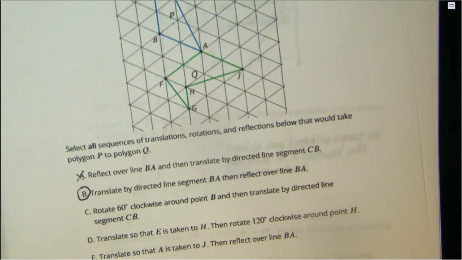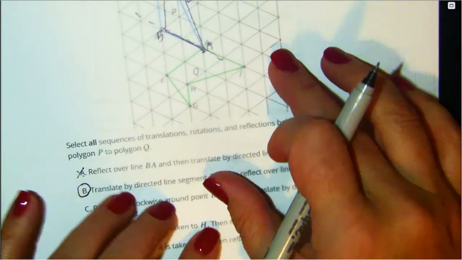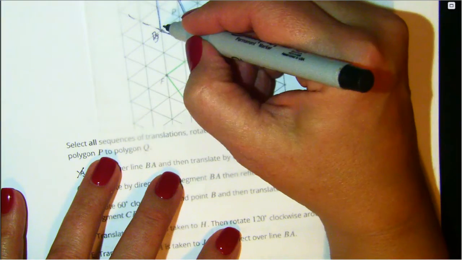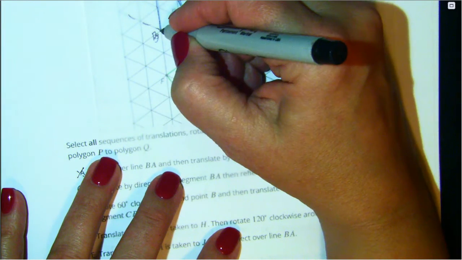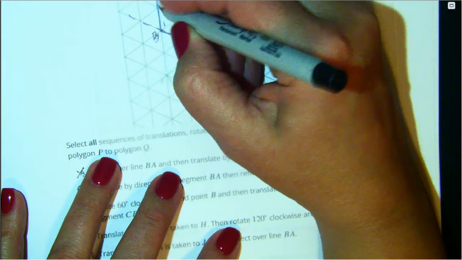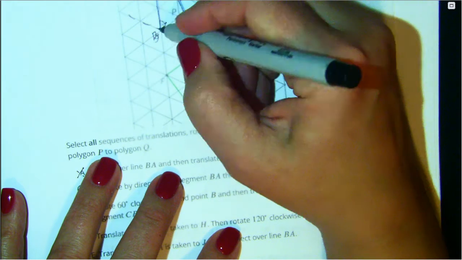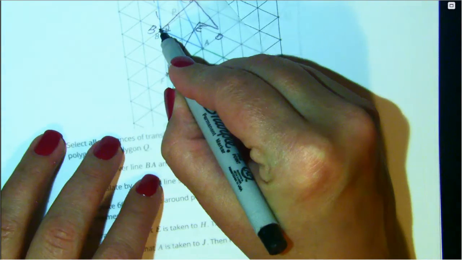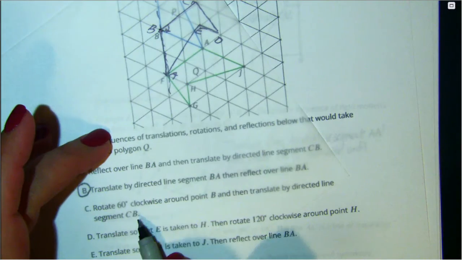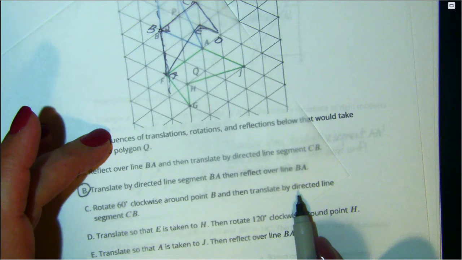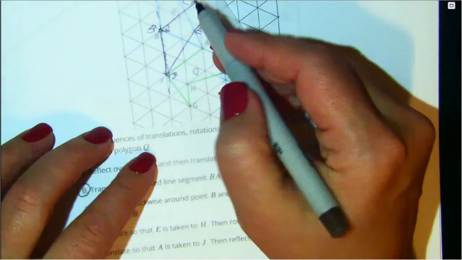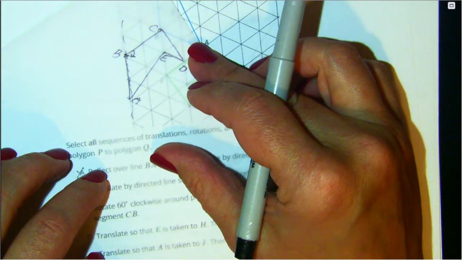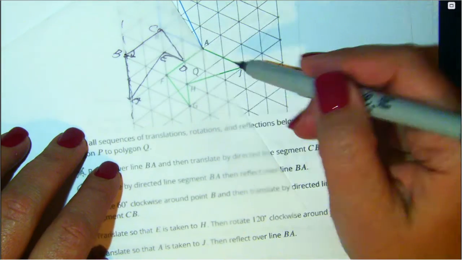Rotate 60 degrees clockwise around B. This is that paper. These are equilateral triangles. So each one of these is 60. So I'm going to rotate until that hits that. Okay. And then translate by directed line segment CB. Look, CB's right here. It'd be like this. Nope. It's way over here, not on top of this green one.